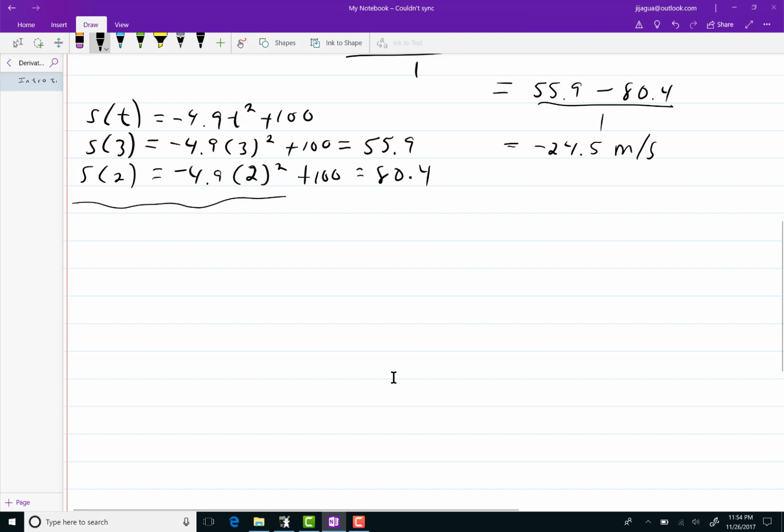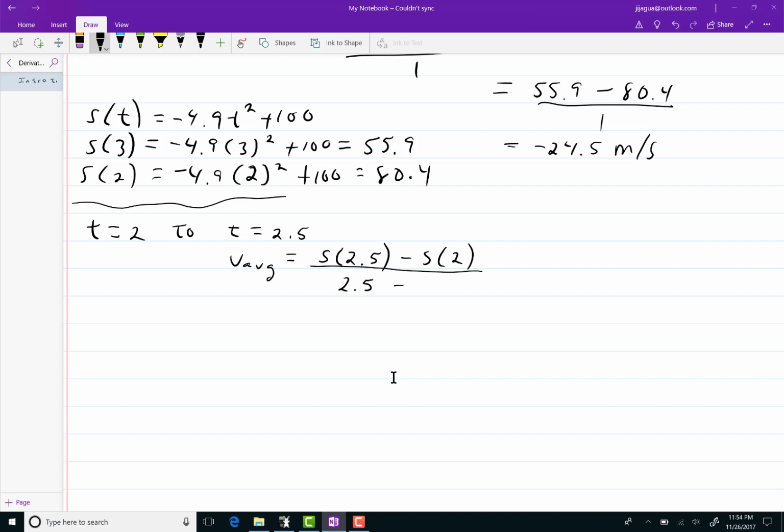Try t equals 2 to t equals 2.5. That way, the average velocity equals s of 2.5 minus s of 2 all over 2.5 minus 2. I'll keep reminding you this is in meters per second. I've already got the number for s of 2, so let me put in the numbers I do know right now. S of 2 I knew to be 80.4.